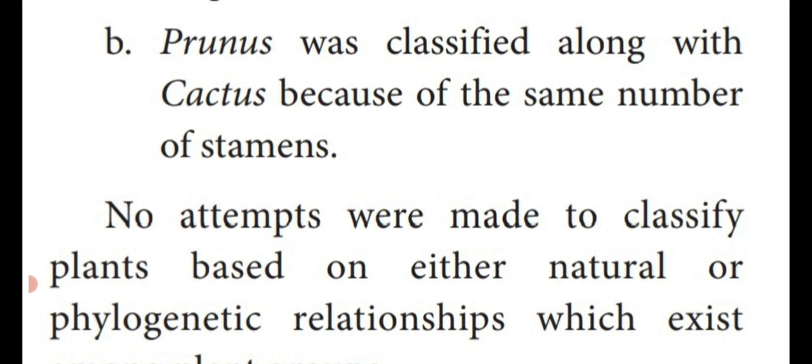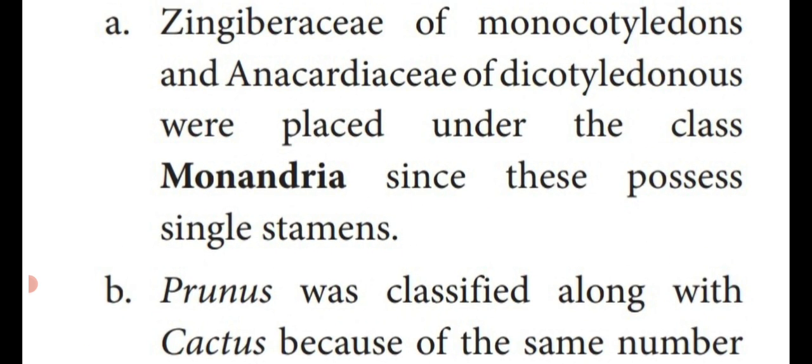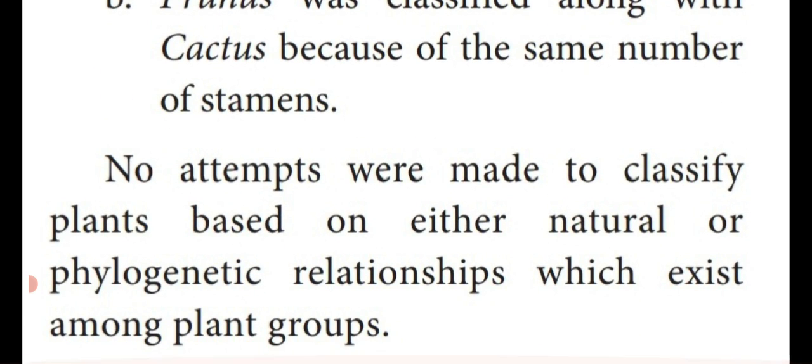First disadvantage, unrelated plants are grouped into single, closely related plants are separated. That is the first disadvantage. For that they are given two examples. Next one is not taken as a natural character and phylogenetic character while classifying the plants. That is another disadvantage.